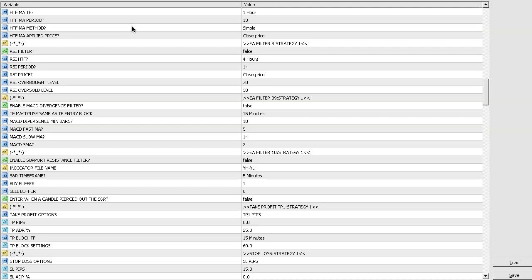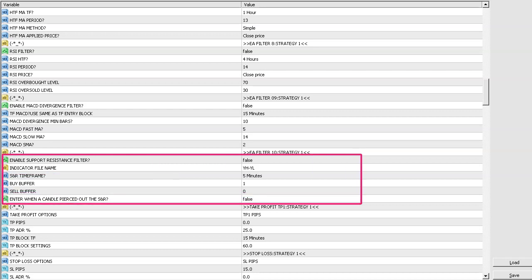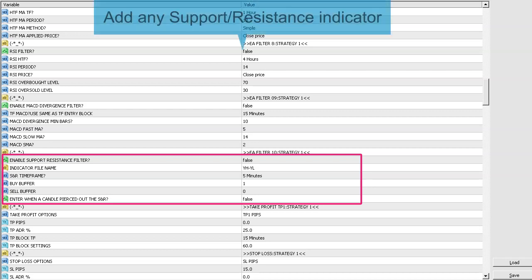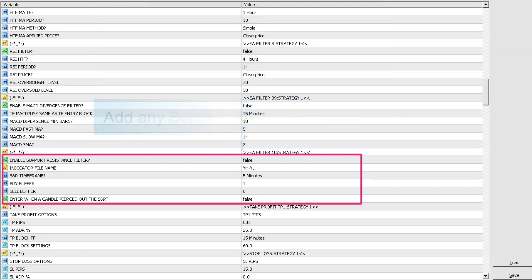And let's talk about filter number 10, how you can add any indicator to this filter that actually acts as a support and resistance. So it's going to be very simple, very easy, and you're going to really like it a lot because it can give us an advantage of using any indicator out there that acts as a support and resistance. So how does this work?